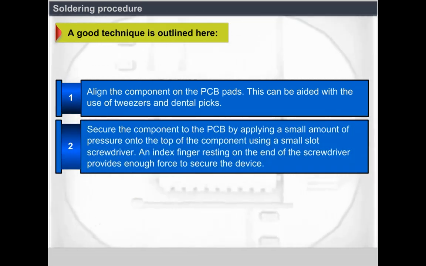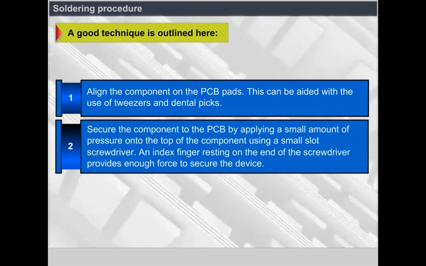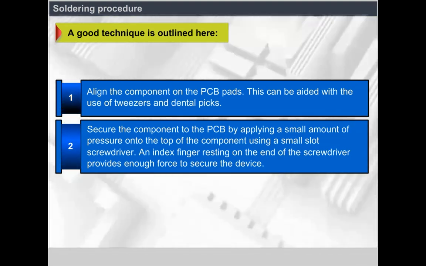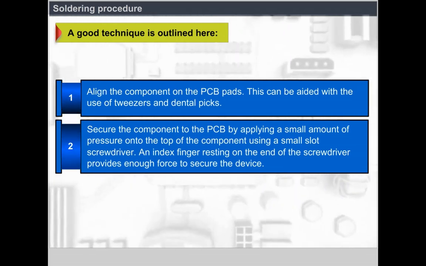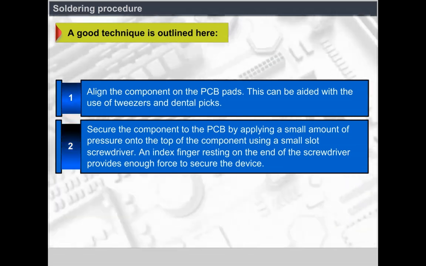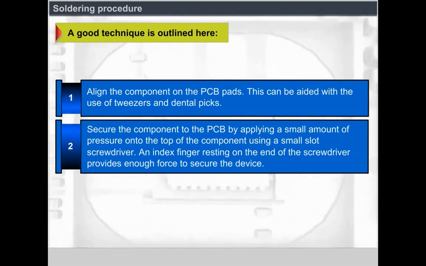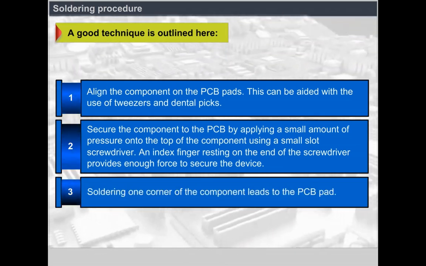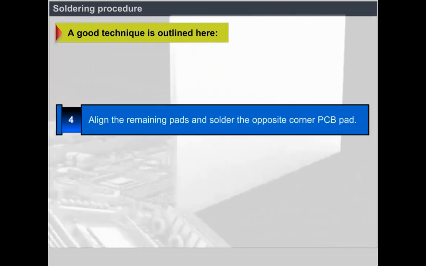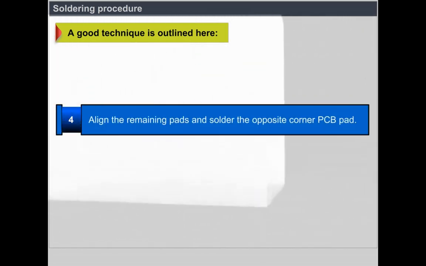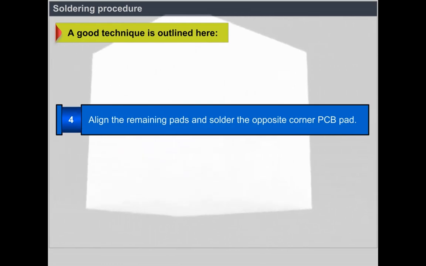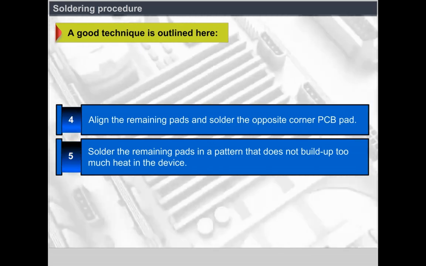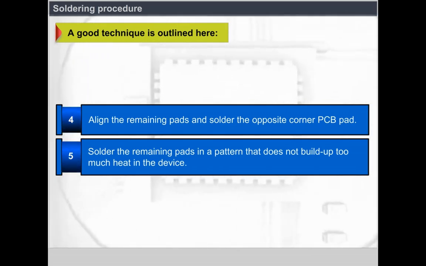Secure the component on the PCB by applying a small amount of pressure onto the top of the component using a small slot screwdriver. An index finger resting on the end of the screwdriver provides enough force to secure the device. Solder one of the corner component leads to the PCB pad. Align the remaining pads and solder the opposite corner PCB pad. Solder the remaining pads in a pattern that does not build up too much heat in the device.